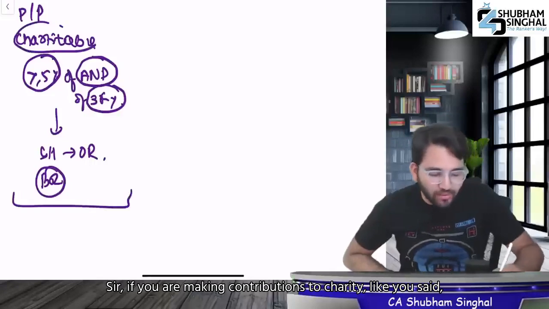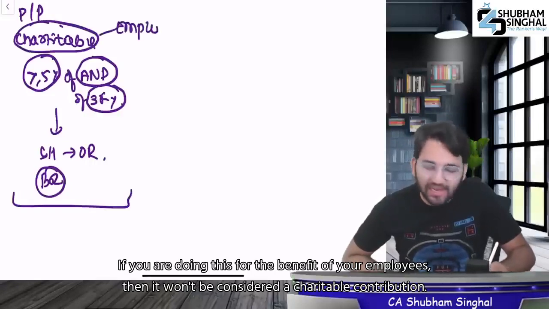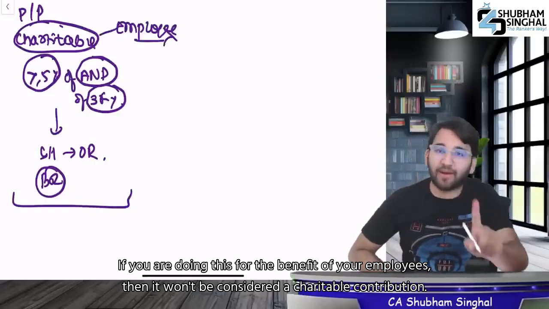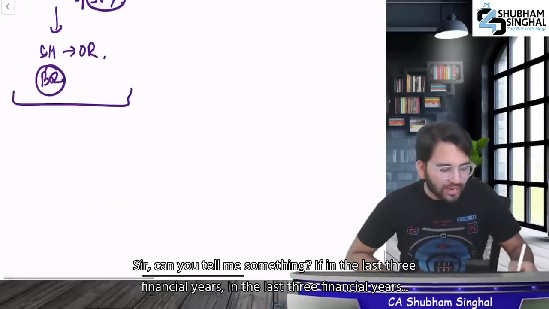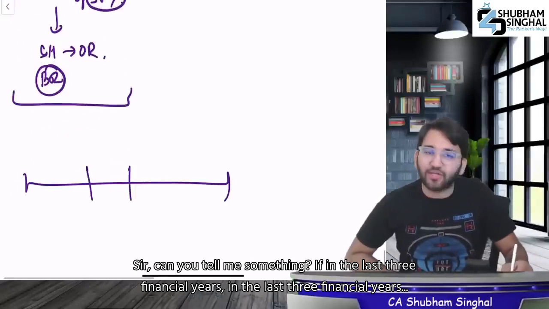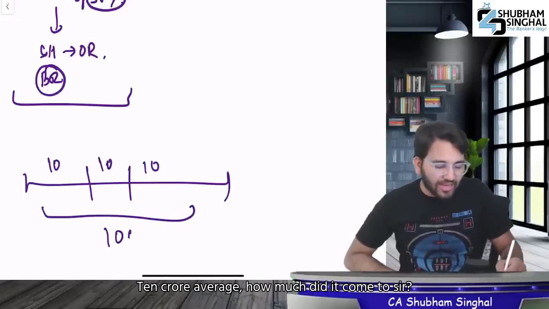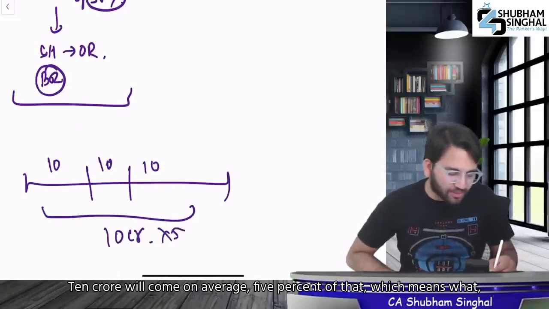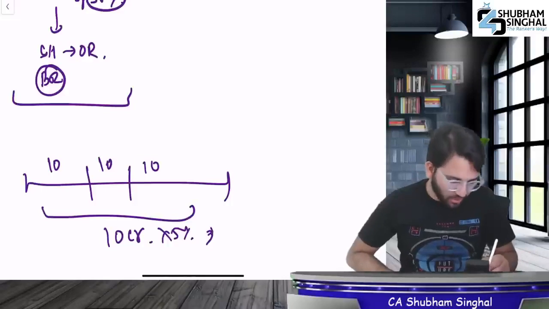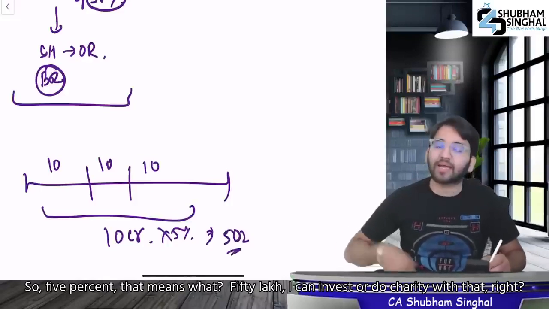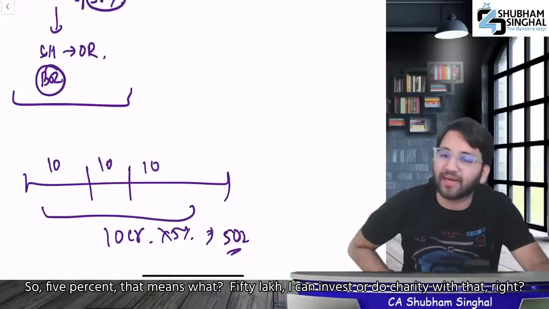If you are doing this for employees' benefit, it won't be considered charitable contribution. Now, if in the last 3 financial years my profit was 10 crores each time, what is the average of 10 crore? 10 crores is the average. What is the 5% of that? It means that up to 50 lakhs, I can do charity.